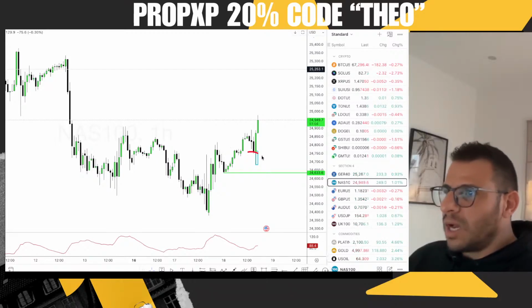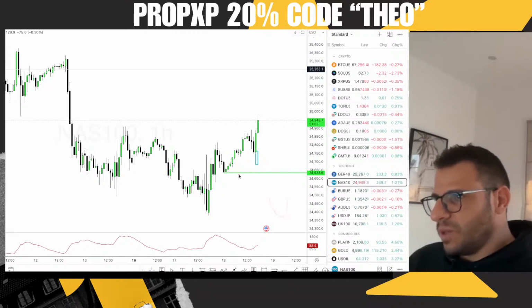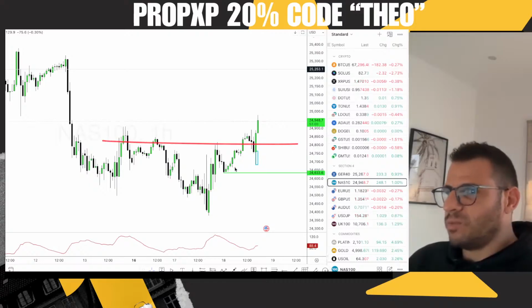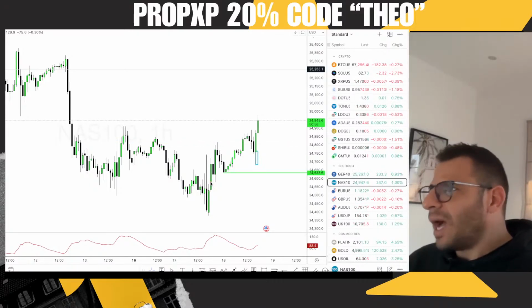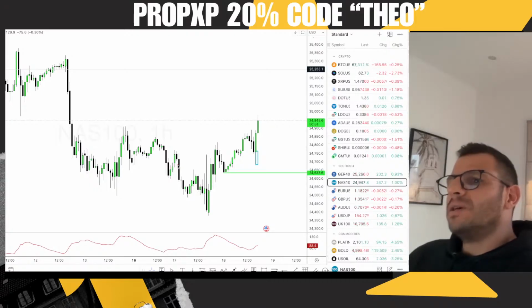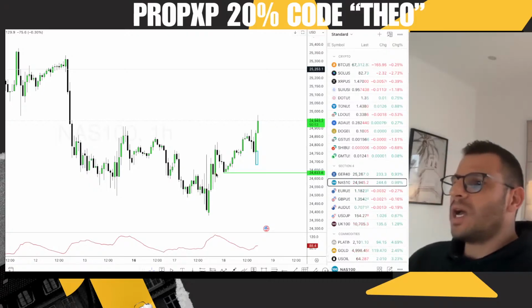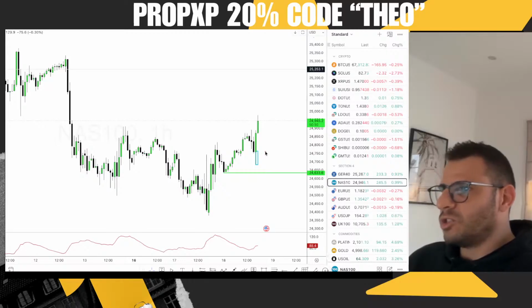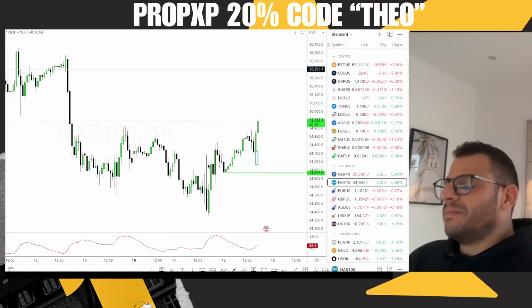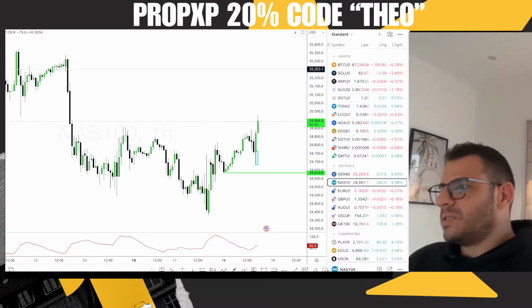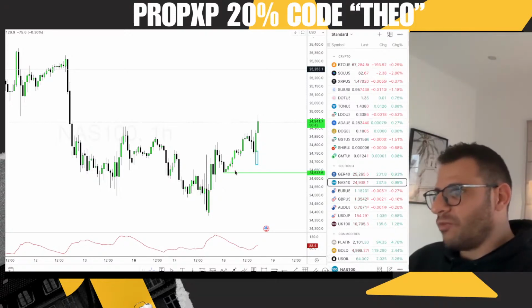Now it could have gone down, it could have kept going down, it could have been a false break move, and so on and so forth. It could, but the probabilities this time favored our trade. Other times the probability works against us. This time it worked in our favor.